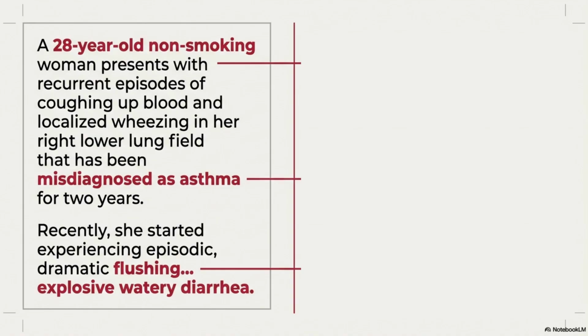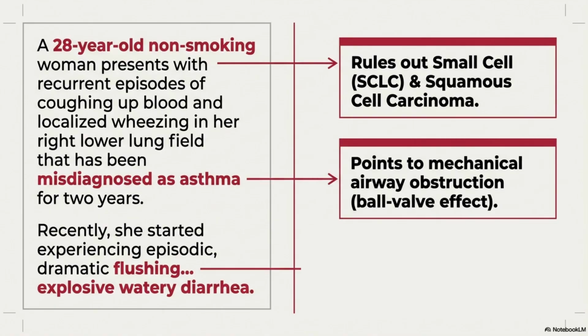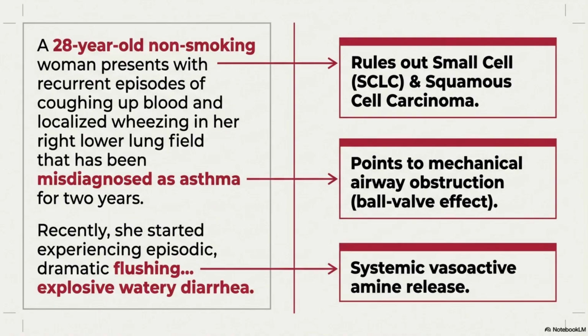This clinical picture tells us a few things immediately. The fact that she is a young non-smoker rules out small cell and squamous cell carcinomas. The localized wheezing points to a mechanical airway obstruction, often called a ball valve effect. Finally, the flushing and diarrhea point directly to a systemic vasoactive amine release.